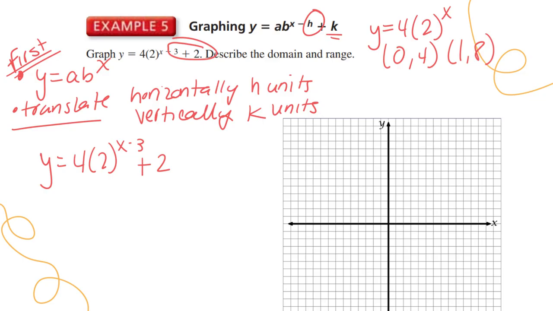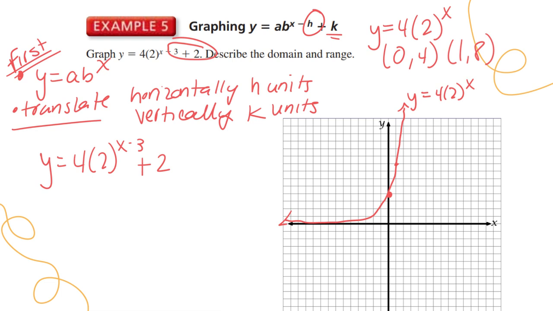So here we're going to use, from example 3, the same graph. We had point 0, 4, which is right over here, our y-intercept, and we had 1 and 8. Then we recall that it was very close to the x-axis, but it did not touch. So that is going to be y equals 4 times 2 to the power of x. That is based on our first.